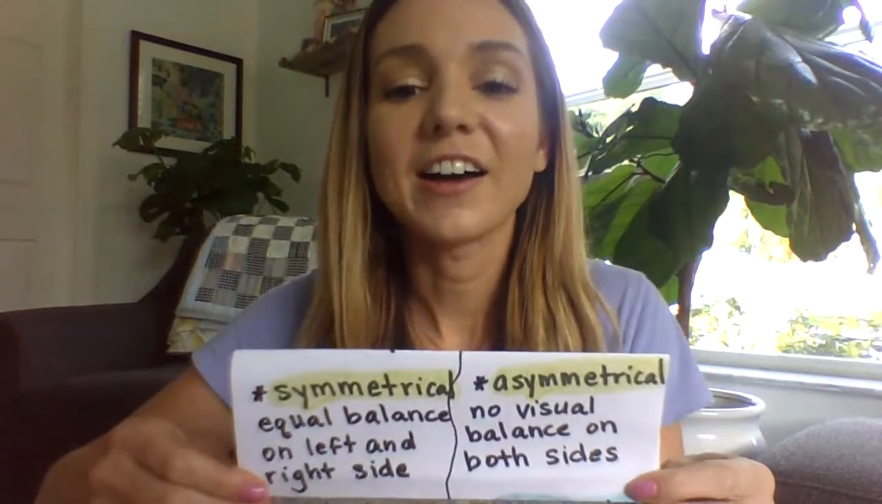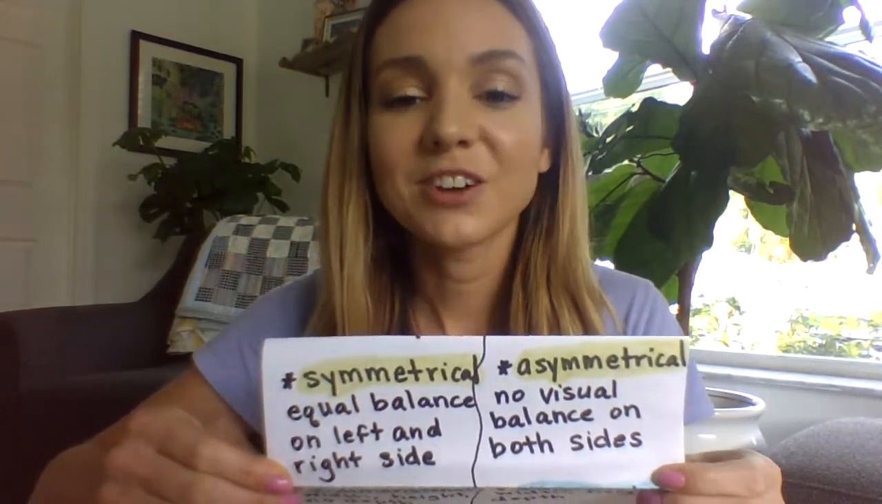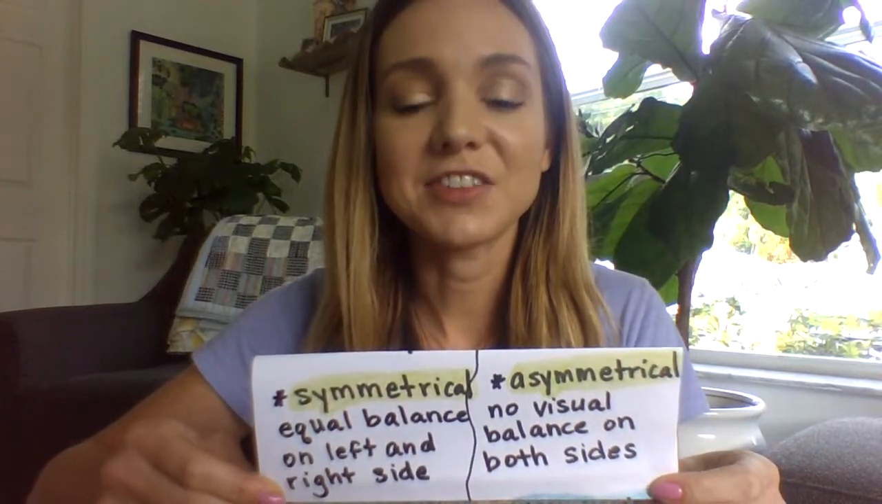Other kinds of space that we can look at in artwork are symmetrical space, which means there's an equal balance on the left and right side. In this painting, there's an equal balance on the left and the right side. It's not exactly equal, but it's pretty equal. And so we would say that this painting has symmetrical space.